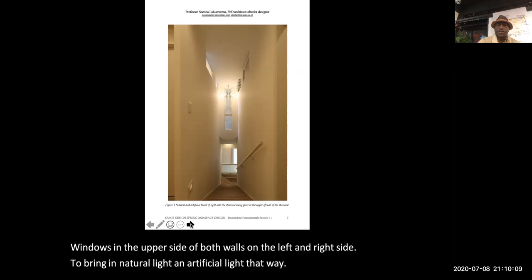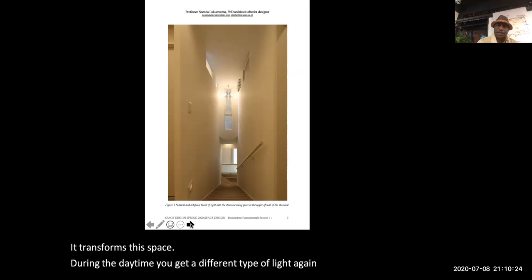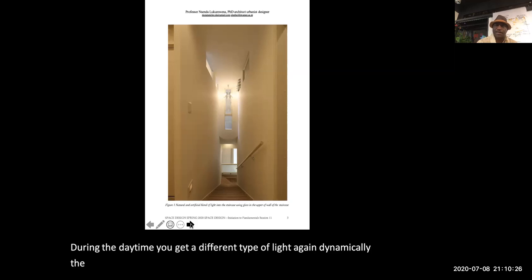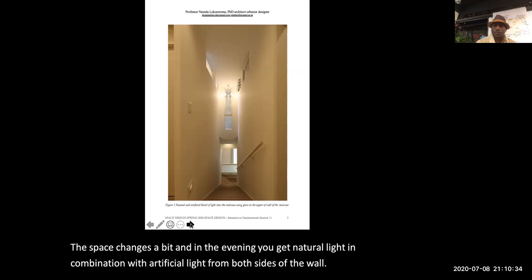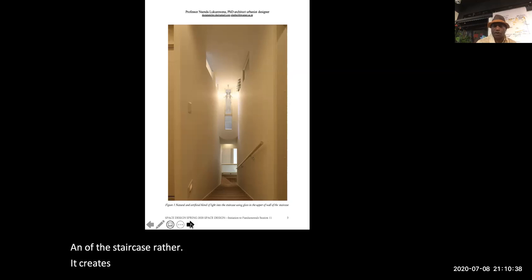what happens is that in the morning, as natural light flows in, it transforms this space. During the daytime, you get a different type of light. Again, dynamically, this space changes a bit. And in the evening, you get natural light in combination with artificial light from both sides of the wall and of the staircase rather, it creates a different type of environment.